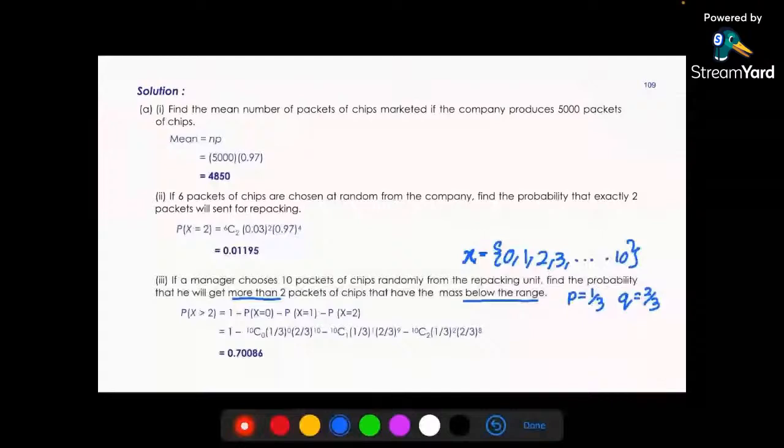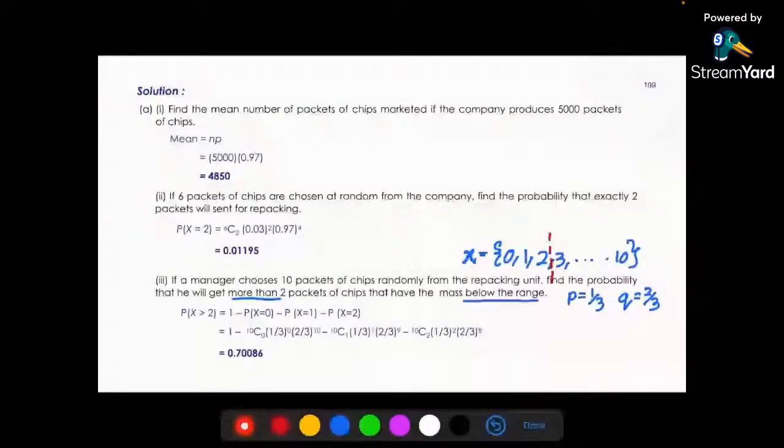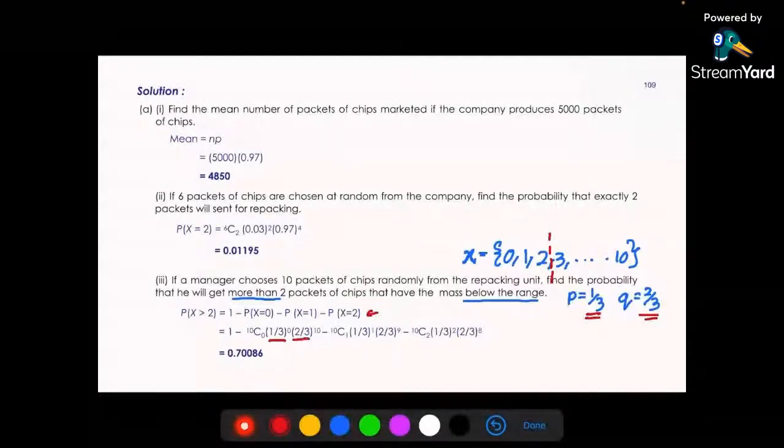More than 2. So 1 tolak dengan P(0), P(1), P(2). So in this case, yang ini yang memperangkap kita nanti. So yang ni akan jadi 1/3, 0, 2/3 kuasa 10 and so on. Kita gantikan saja and you akan dapat the value is 0.70086. Okay. So we go to the next one.